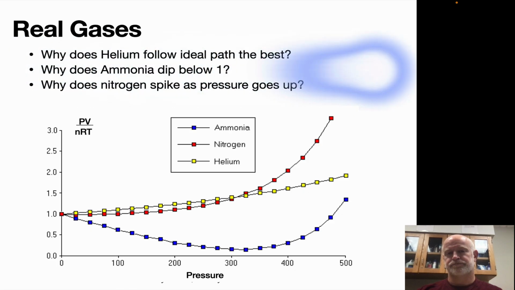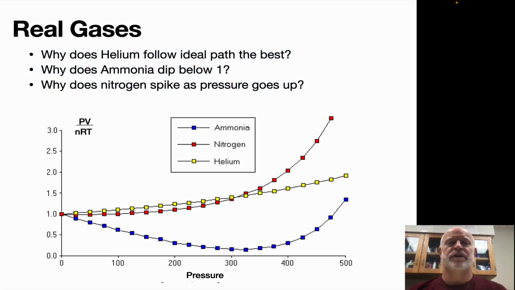Okay, so let's talk about 3 different gases and 3 things, and of these, let's answer some questions. So question number 1: why does helium follow the ideal path best? Helium is yellow here. We see that it follows the path the best.